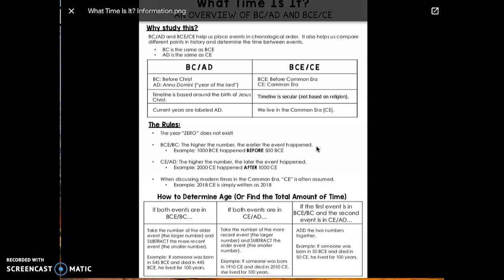So as we talked when we looked at that timeline, as we have a birth date now in Common Era, the CE time period, that number gets larger. Okay? It's opposite for BCE or that time period. So, continuing, when discussing modern times in the Common Era, CE is often assumed. So if we write 2020, we normally don't write 2020 CE, okay, or AD. We just assume that we know that it's 2020 Common Era. Okay, that's the time period that we're living in.